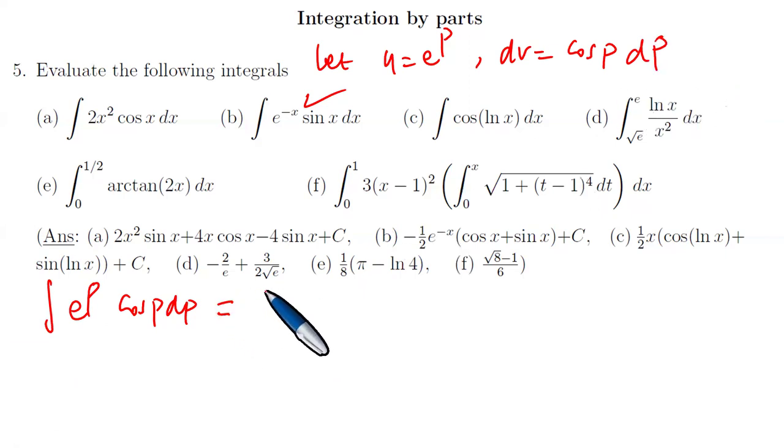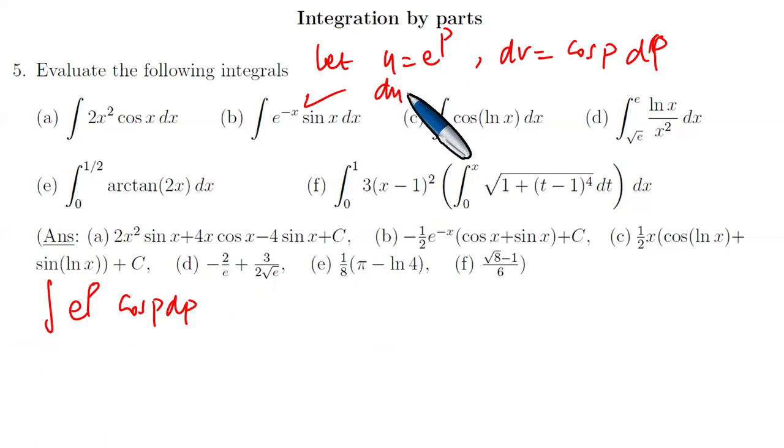So therefore, this is the integral of this. E to the p is actually a u. U is e to the p, and the cosine of p is equal to what? Anyhow, what I'm saying here is that it is integration by parts we're doing.